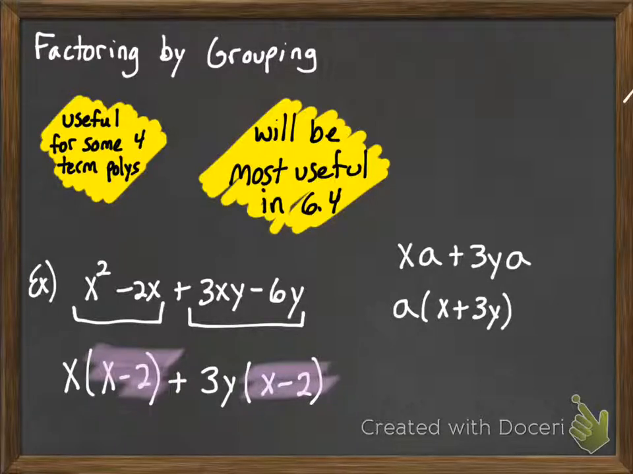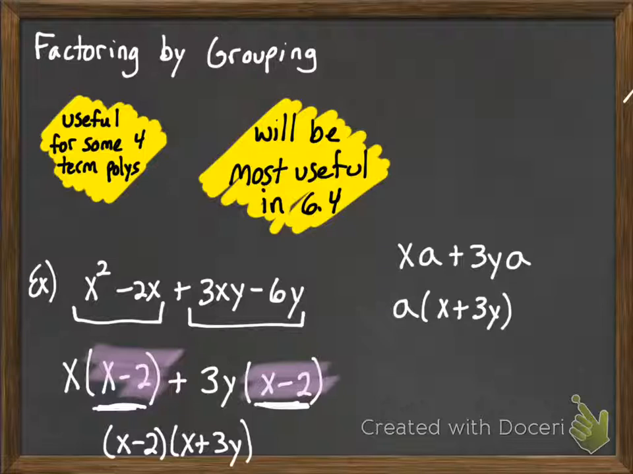Well, if we look down here, this part that's been shaded in pink is being multiplied in each part. So it's actually a common factor. And so even though it's a quantity and not just a single variable, it can be factored out just like that a can. And so we take out the x minus 2, and we're left with an x plus 3y. And we now have the original polynomial written as a multiplication problem, which is the whole purpose and goal behind factoring. So that's how factoring by grouping works.